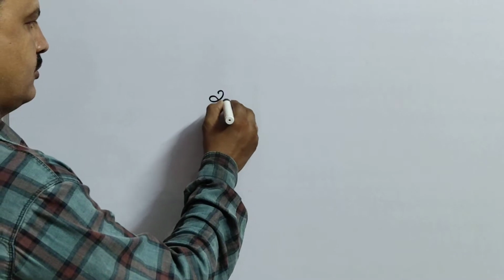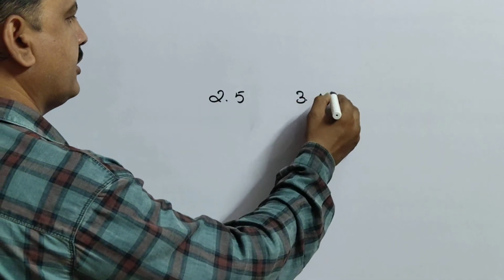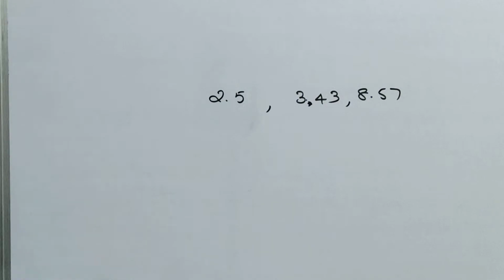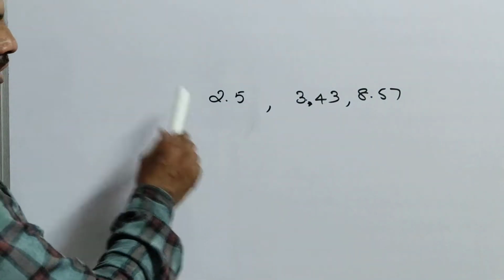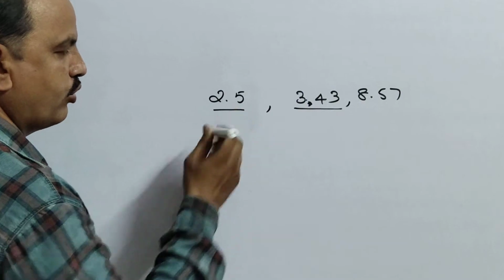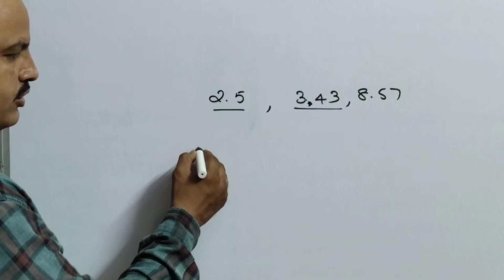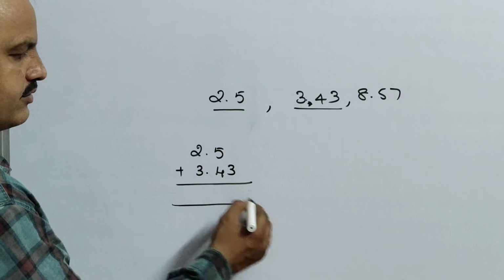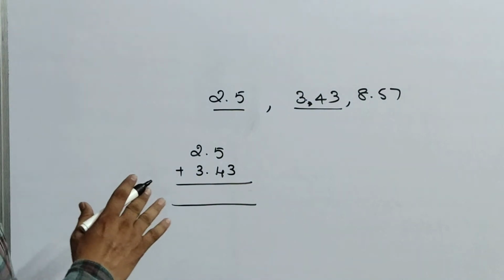Okay, because before telling how to solve problems based on decimals, first I would like to tell you where you are making errors. You all know these are decimals: 3.43, 8.57. But if I ask the question, add 2.5 and 3.43, there, 2.5, 3.43, like this you'll add. Okay, very good. There is no problem.